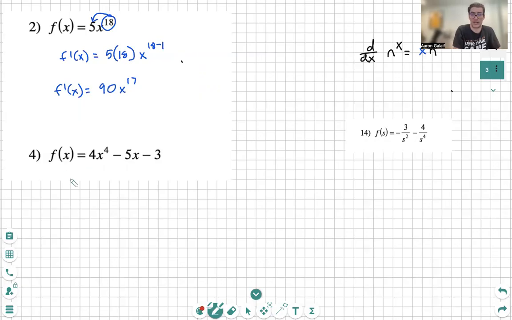Looking at number 4, again, the coefficient just stays. Don't worry about it. We take the exponent and bring it to the front. So 4, we're going to take the exponent, subtract it by 1. 4 minus 1 is 3. Next, we will move to the next term. This has an exponent of 1, so this is still a power rule. We will keep our 5. The 1 gets multiplied to the front. And this becomes a 1 minus 1, which is a 0. We'll deal with that in a moment.